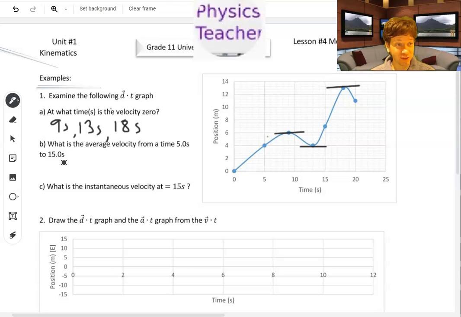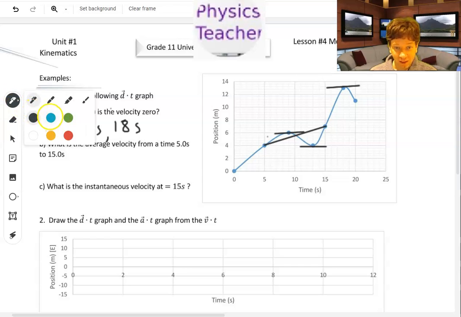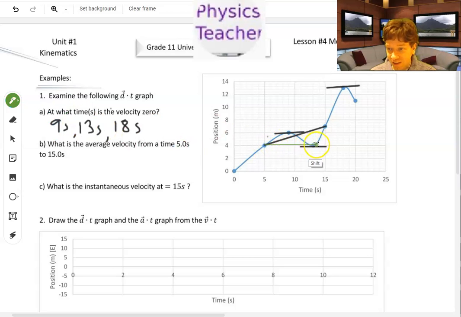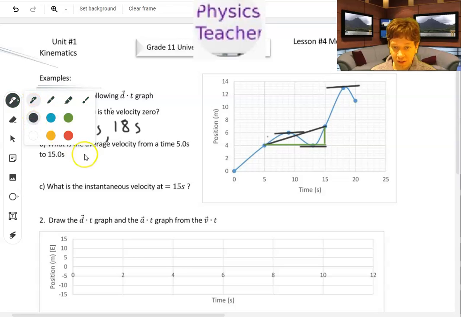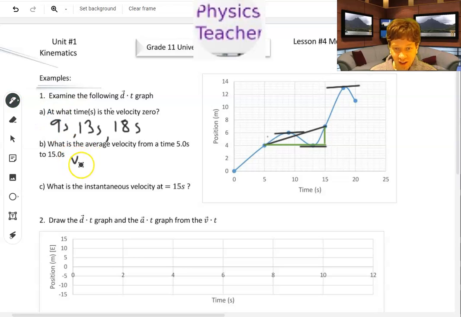So to find average velocity, we're going to connect the points. So here's 5 seconds, and 15 seconds is right there. So I drew a secant between those 2 points. And to find the velocity, we need to find the slope. So let's look at the slope. It's rise over run. Here's our run, and here is our rise.